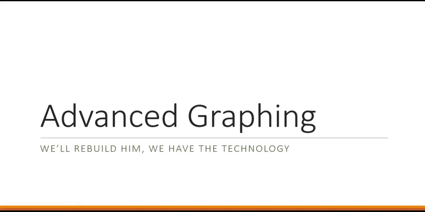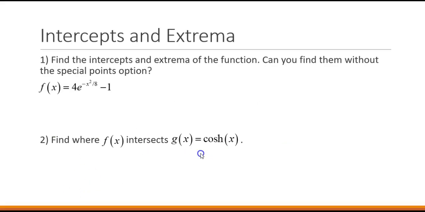Now we can move on to a little bit of advanced graphing. GeoGebra is great for intercepts and extrema. So we've got two problems here. First one, find the intercepts and extrema of the given function. Can you find them without the special points option? So go ahead and jot down that function. And then for part two, find where our f of x intersects g of x equals hyperbolic cosine of x.